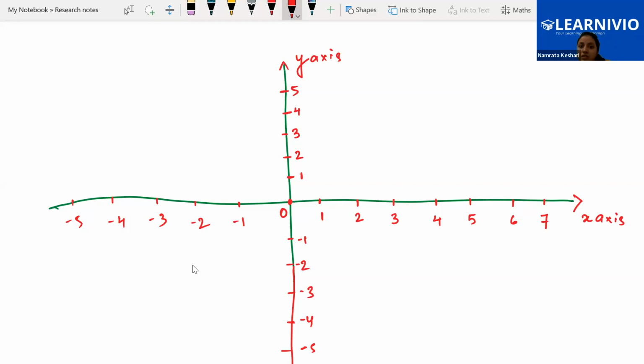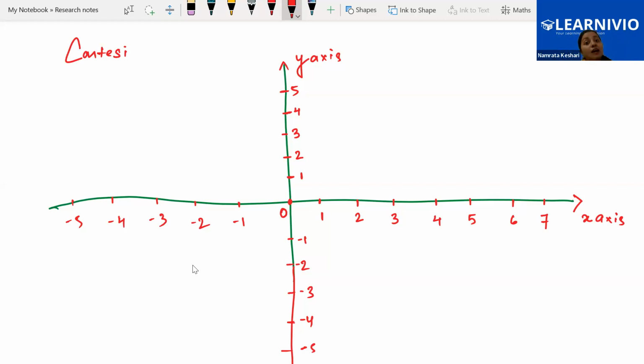Every time we don't have to write the name, but since this is the first time we are seeing this type of arrangement, I have written it. The horizontal one we are going to call the x-axis, and the vertical one the y-axis. And this is called the Cartesian system, the system we have generated here. What system? We have taken two number lines. The number line was already known to us.